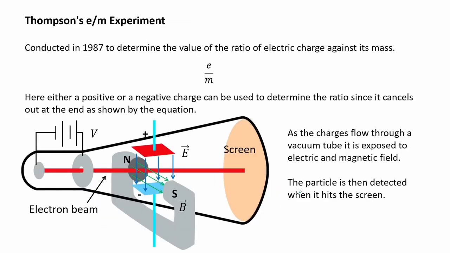Thomson's e/m experiment, conducted in 1897, was used to determine the value of the ratio of electric charge to its mass. Here either a positive or a negative charge can be used to determine the ratio, since it cancels out at the end as shown by the equation. As the charges flow through a vacuum tube, they are exposed to electric and magnetic fields. The particle is then detected when it hits the screen.